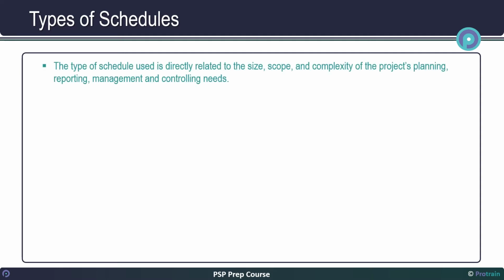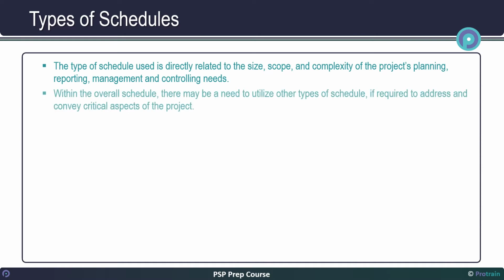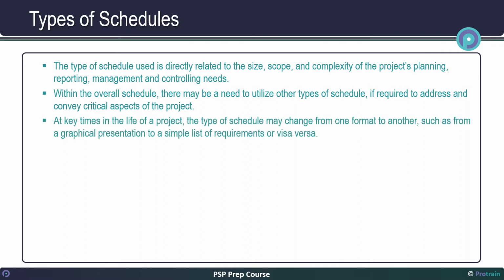The type of schedule used is directly related to the size, scope, and complexity of the project's planning, reporting, management, and controlling needs. Within the overall schedule, there may be a need to utilize other types of schedule, if required to address and convey critical aspects of the project. At key times in the life of a project, the type of schedule may change from one format to another, such as from a graphical presentation to a simple list of requirements or vice versa. Different schedules can and should sometimes be used within one project.